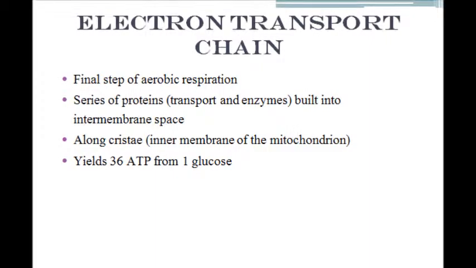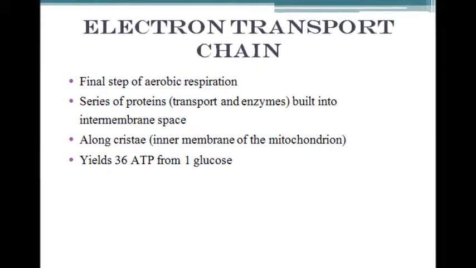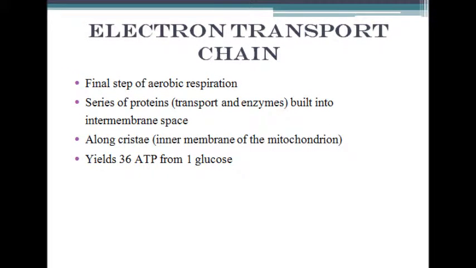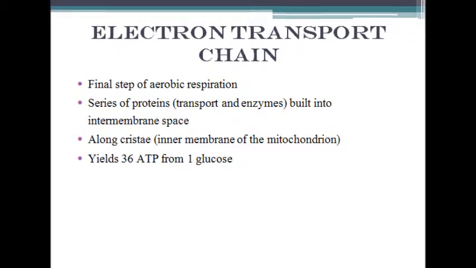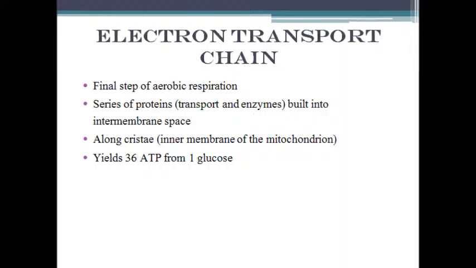Next, we have the electron transport chain. This is a series of proteins, both transport and enzymes, that are built into the intermembrane space in the mitochondria, which is called the cristae. It is the last step of aerobic respiration. The process yields 36 ATP from 1 glucose molecule, as we will soon see.